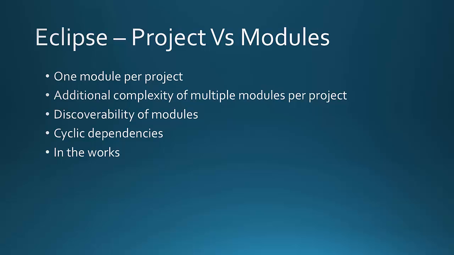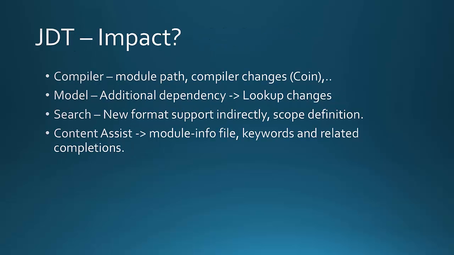There has been a proposal that discusses the possibility of multiple modules per project. I will share the link of that discussion towards the end of the presentation. There are issues of cyclic dependency and discoverability of the modules which are being worked upon. Should be ironed out in the next few discussions. With the basic concept, let's take a look at the impact on JDT as a whole.